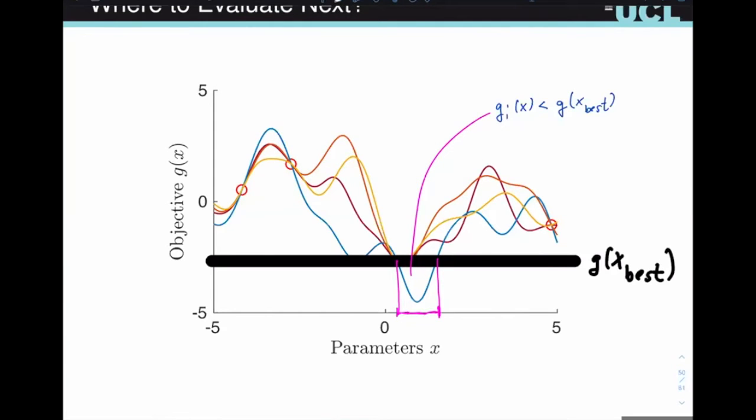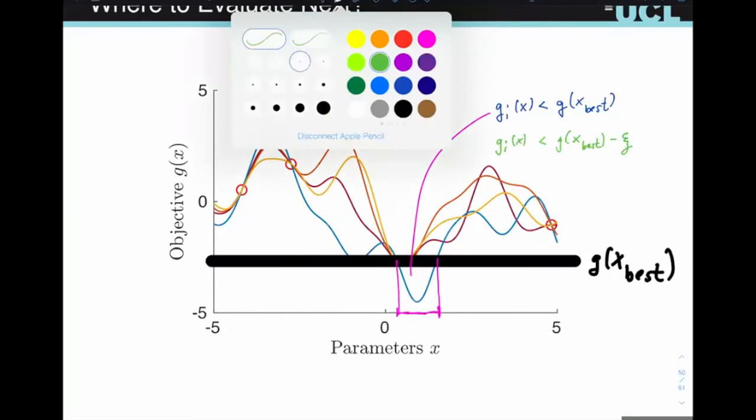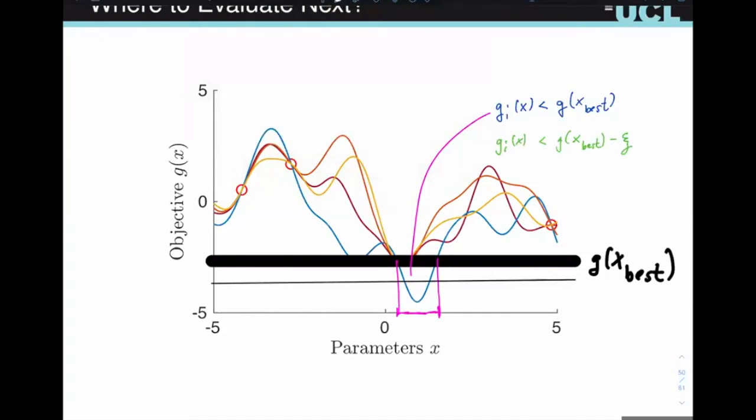Now the next thing is we want to find a different one, which is g_i of x is smaller than g of x best minus this variable xi. What that means is we would effectively lower this threshold, and this value here is exactly this slack. So what the blue function now needs to do is be better than the thin black line, and now we would reduce this interval to this one here.